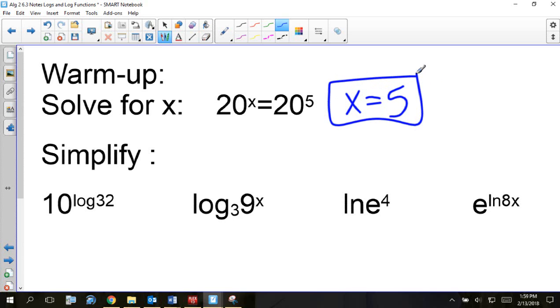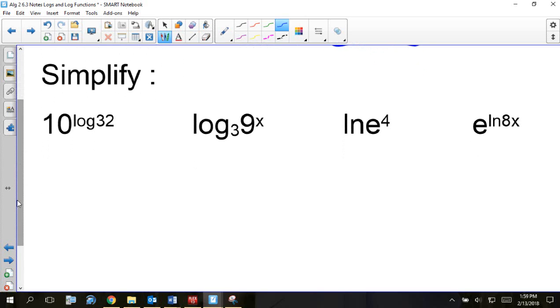Okay, the next one. We've got 10 to the log of 32. What happens here? The 10 and the log cancel out because this log has what base? 10, even though you don't see it, we know it's log base 10. And then our answer is 32.